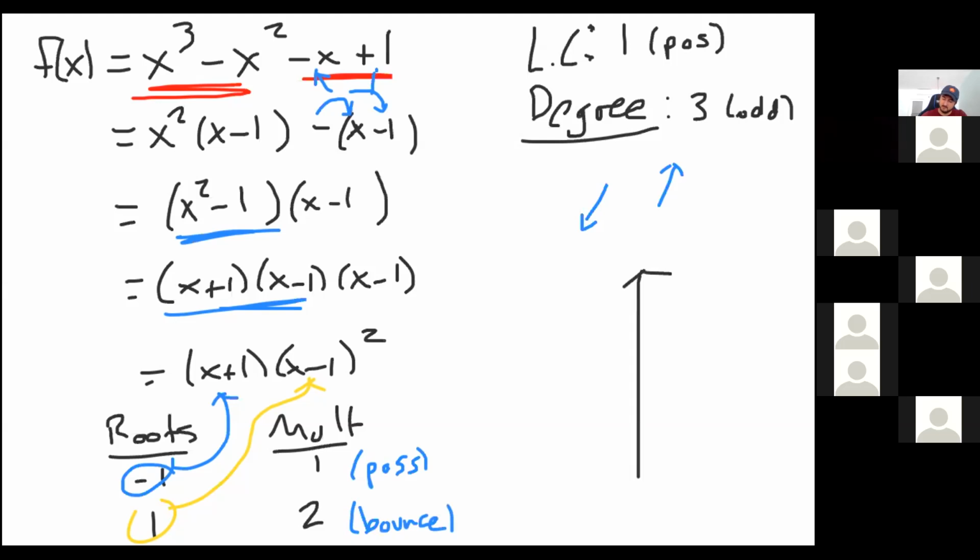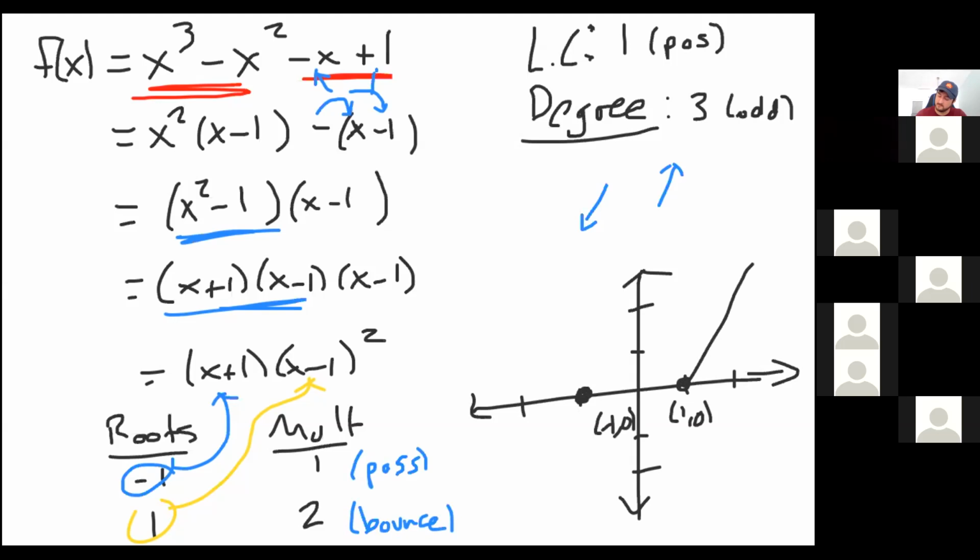So if I sketch my graph real quick, just using those pieces of information, I know I have to go through the two points, (-1, 0) and (1, 0). After my last root, I know I need to be going up and to the right, but at that root, at +1, I bounce, which means my function would be going up. I could plug in x being 0. I'll see that my y-intercept would end up being a 1.